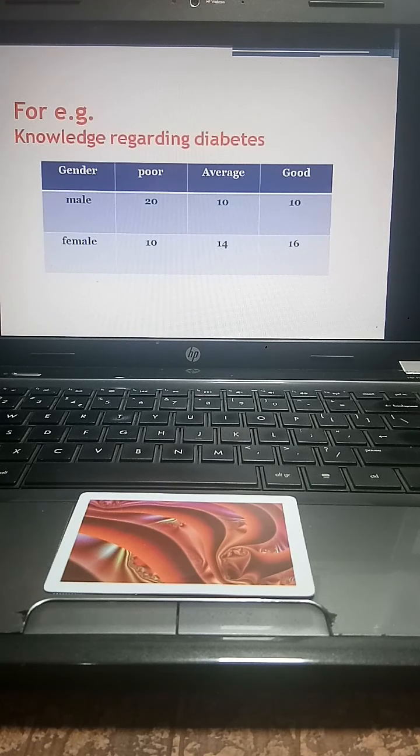For example, if we want to judge the knowledge of the male and the female regarding diabetes, we need to generate these types of tables. So it shows the various columns as well as the rows. So we can divide those rows or the columns according to the poor knowledge, average knowledge, or the good knowledge of the participant.